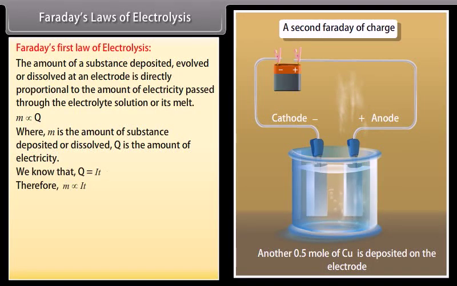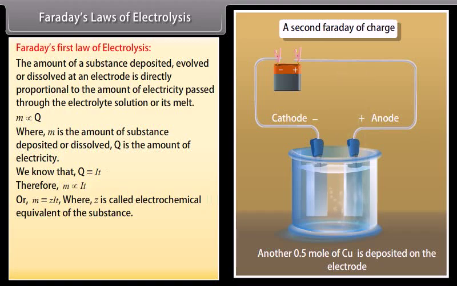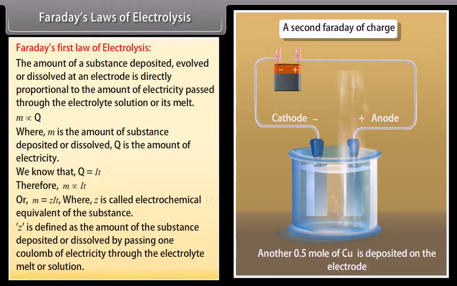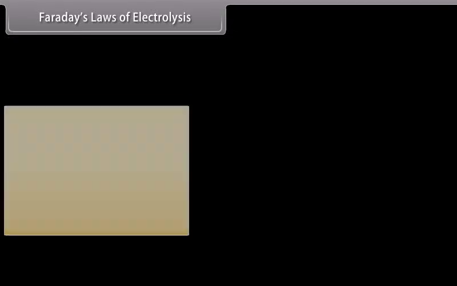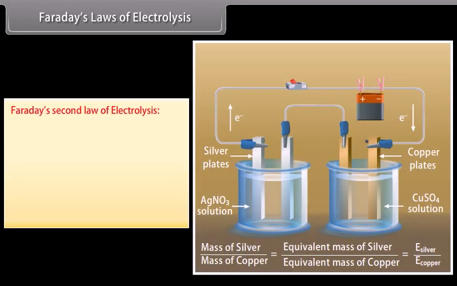We know that Q is equal to It. Therefore, M is directly proportional to It. It can be written as M equals Z I t, where Z is called the electrochemical equivalent of the substance. Z is defined as the amount of the substance deposited or dissolved by passing 1 coulomb of electricity through the electrolyte melt or solution. Faraday's second law of electrolysis.